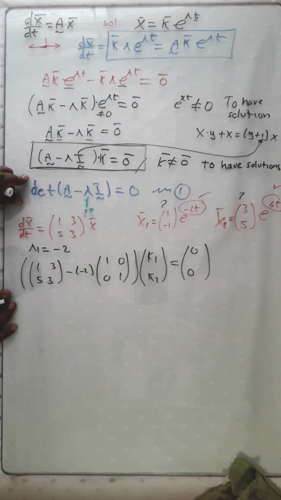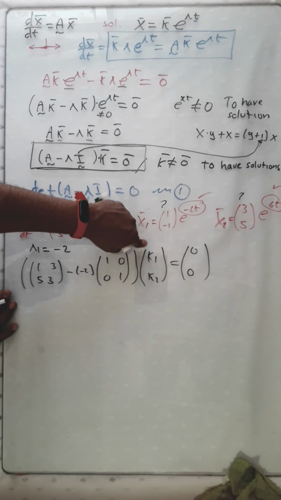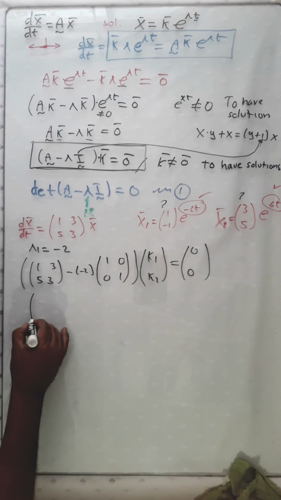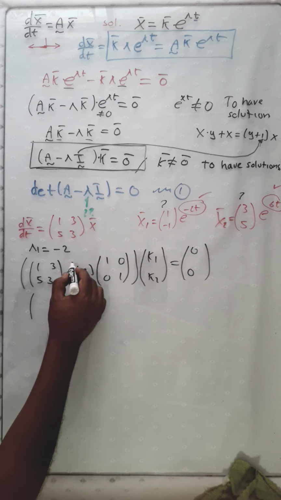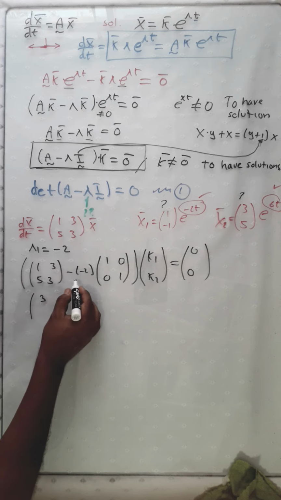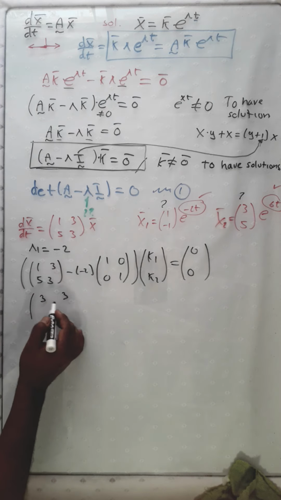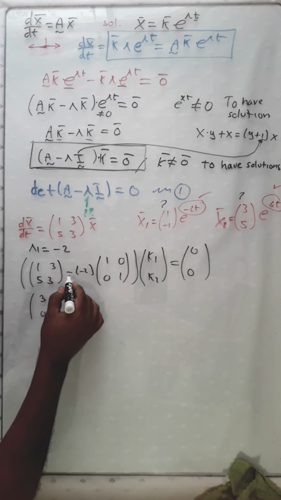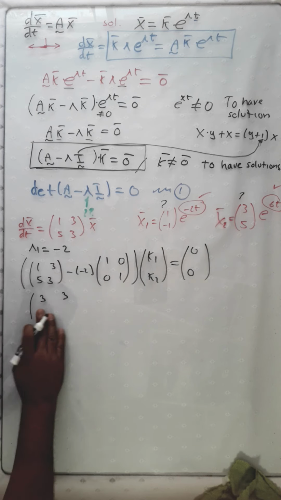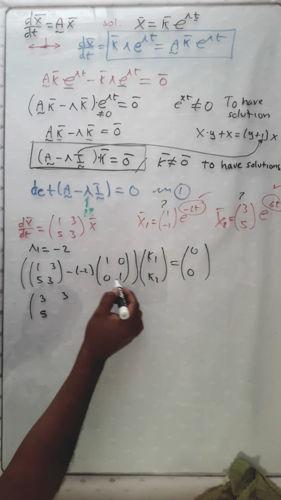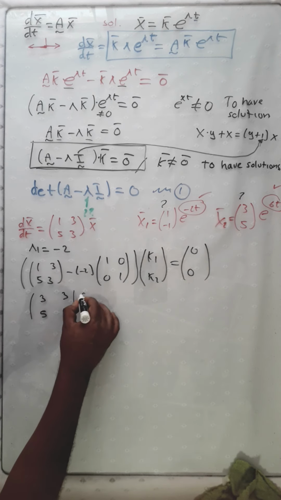This equation was only to find the values of lambda. Now, this equation includes the value of the k vector. From there, we are going to calculate the k vector. Okay, so let's reduce this one. It's going to be minus times minus, this is positive 2, so 1 plus 2 is equal to 3, and then 3 minus 0 is 3, and then 5 minus 0 is 5, and 3 plus 2 is equal to 5, 0 and 0.